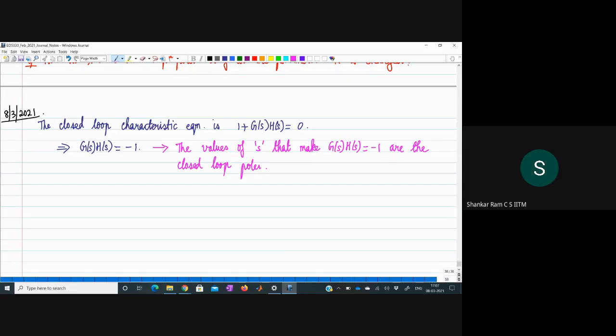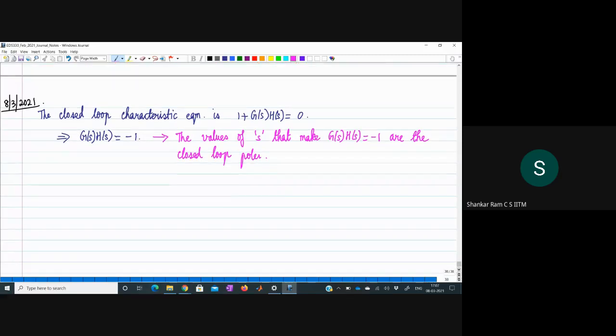Please remember that. Okay, so any value of s that results in the value of G(s)H(s) being equal to -1 are the closed loop. Now, please note that G(s)H(s) is a complex valued function of s. So s is a complex variable. So you take any open loop transfer function, we can give any complex value of s, right? So the resultant value is going to be a complex number, right? So that's why I mentioned that G(s)H(s) is a complex valued function.